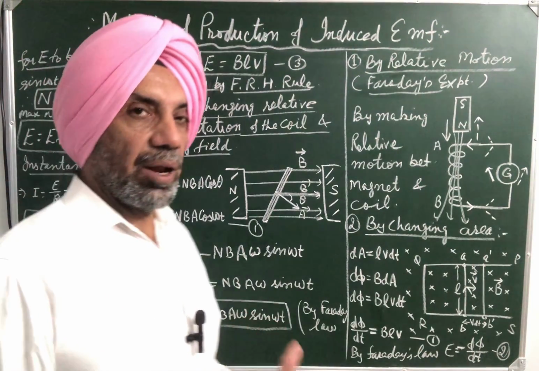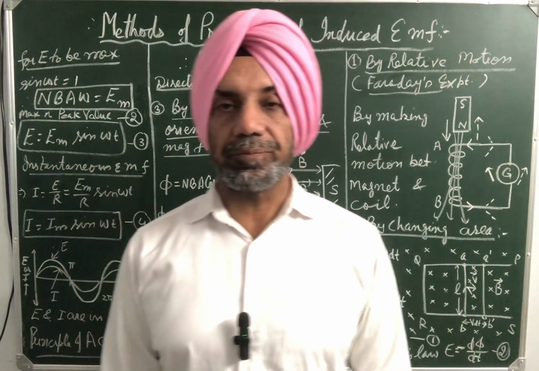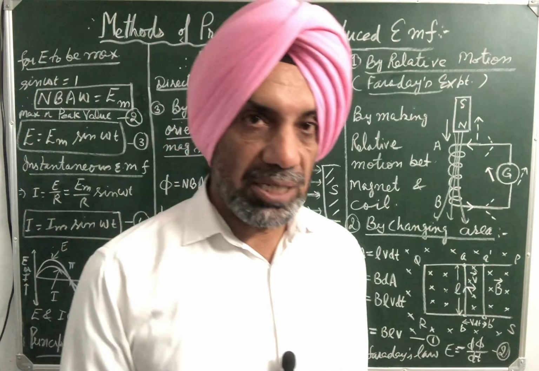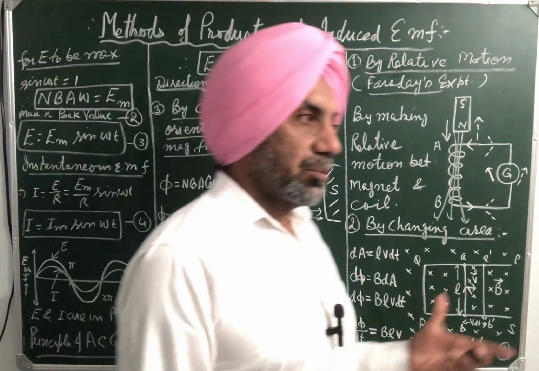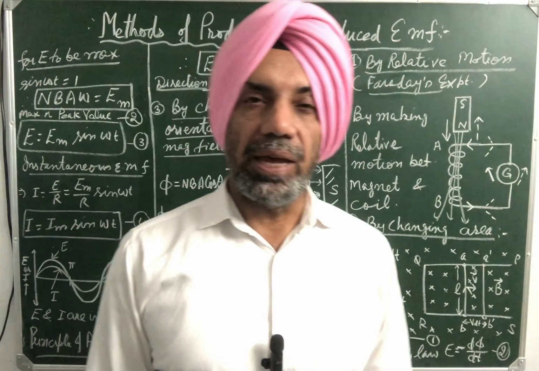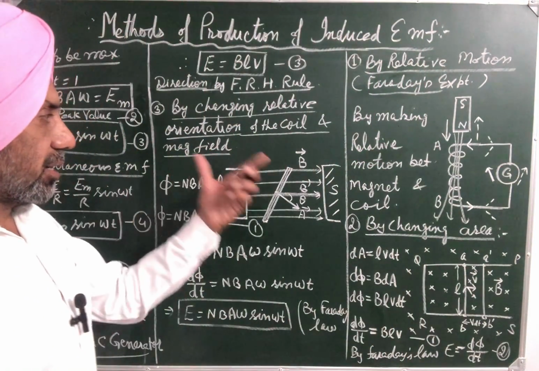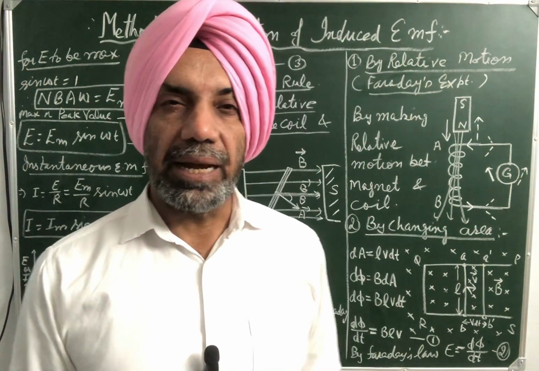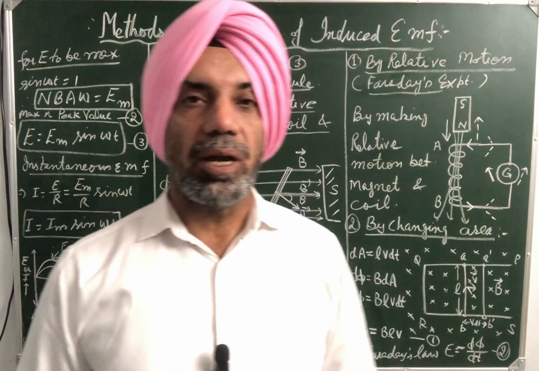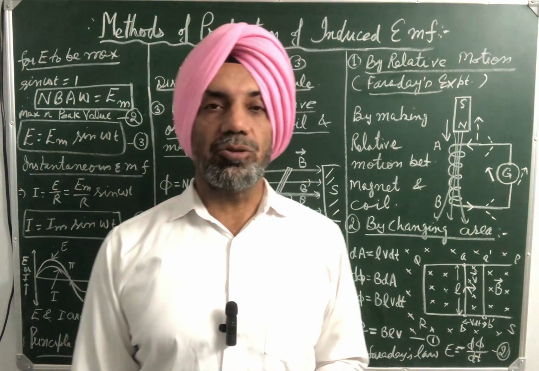And this is the principle of the AC generator. So the AC generator is based upon this production of induced EMF when we change the orientation of the coil in a magnetic field. So this is all about methods of production of induced EMF.